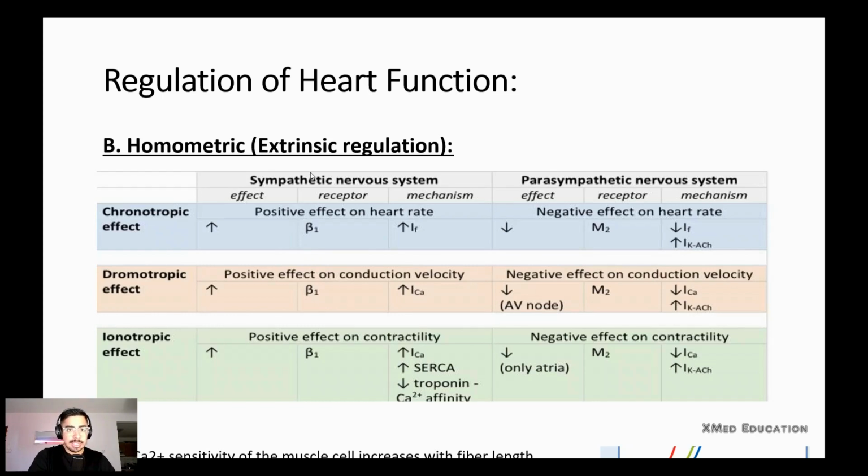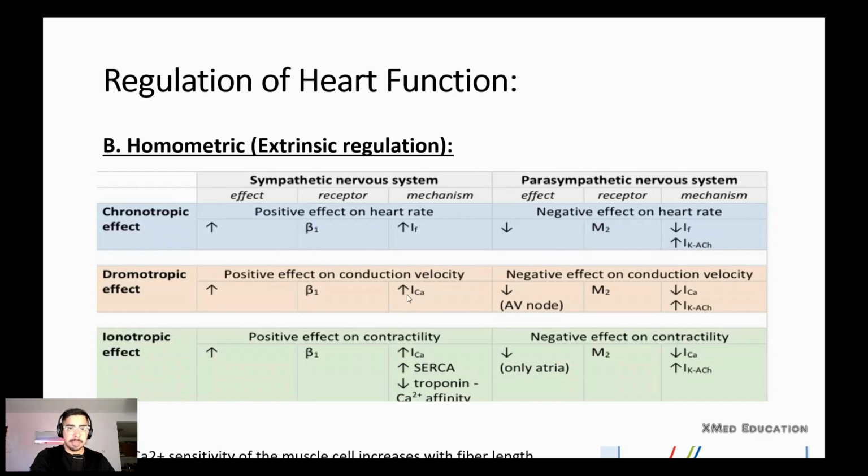And as you see, in the sympathetic nervous system, all of them affect the beta 1 receptor, because beta 1 is the one which is specific to the heart. And in the parasympathetic, they affect the M2, which is specific to the heart as well. In the example of the sympathetic, norepinephrine and epinephrine will act, and in case of the parasympathetic, acetylcholine will act. Inotropic effect is mostly sympathetic. The parasympathetic one only affects the atria.